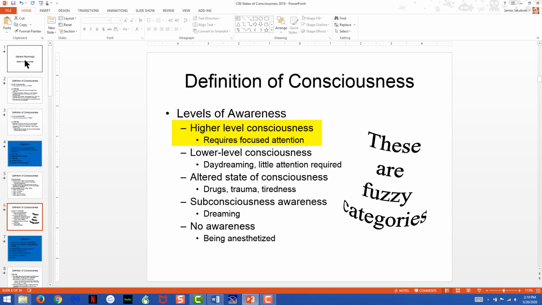Higher levels of consciousness essentially refer to times during which you are highly focused on some topic. In fact, so highly focused that you may become unaware of events around you.